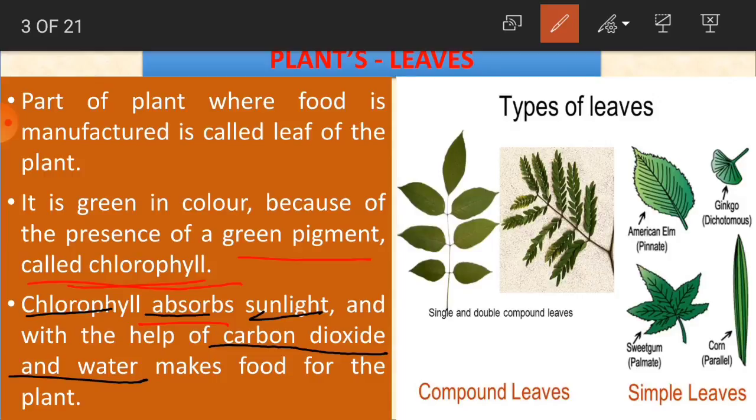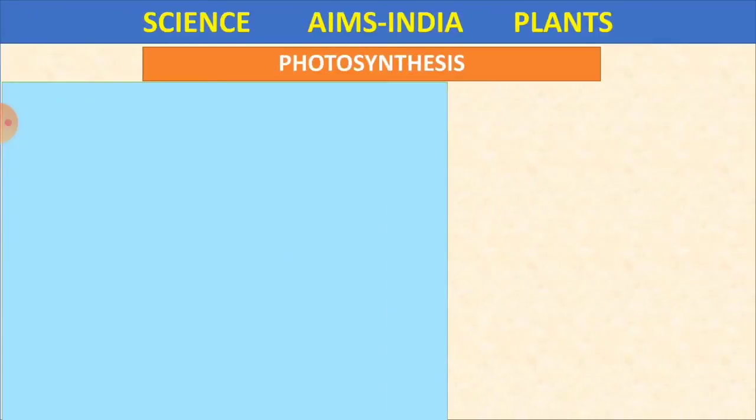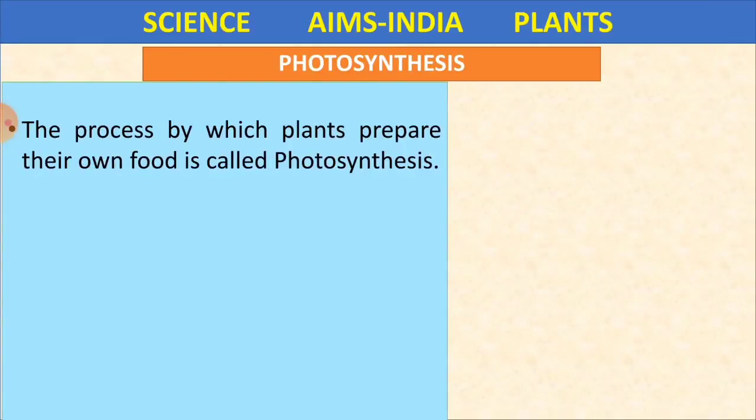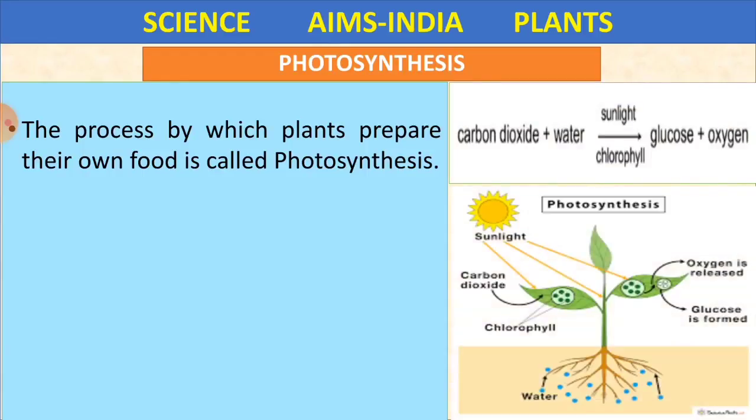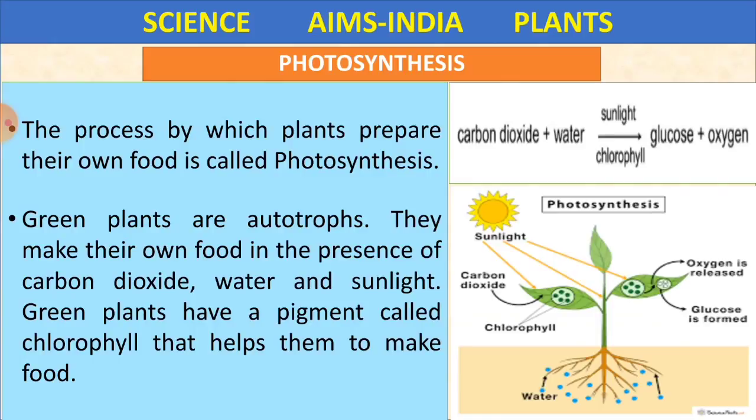Okay, children? Understood? Okay. See, here again, what is photosynthesis? The process by which plants prepare their own food is called photosynthesis. So we have mentioned this already, that plants make food through the process of photosynthesis. How do they make it? Green plants are autotrophs. They make their own food in the presence of carbon dioxide, water and sunlight. Green plants have a pigment called chlorophyll that helps them to make food.